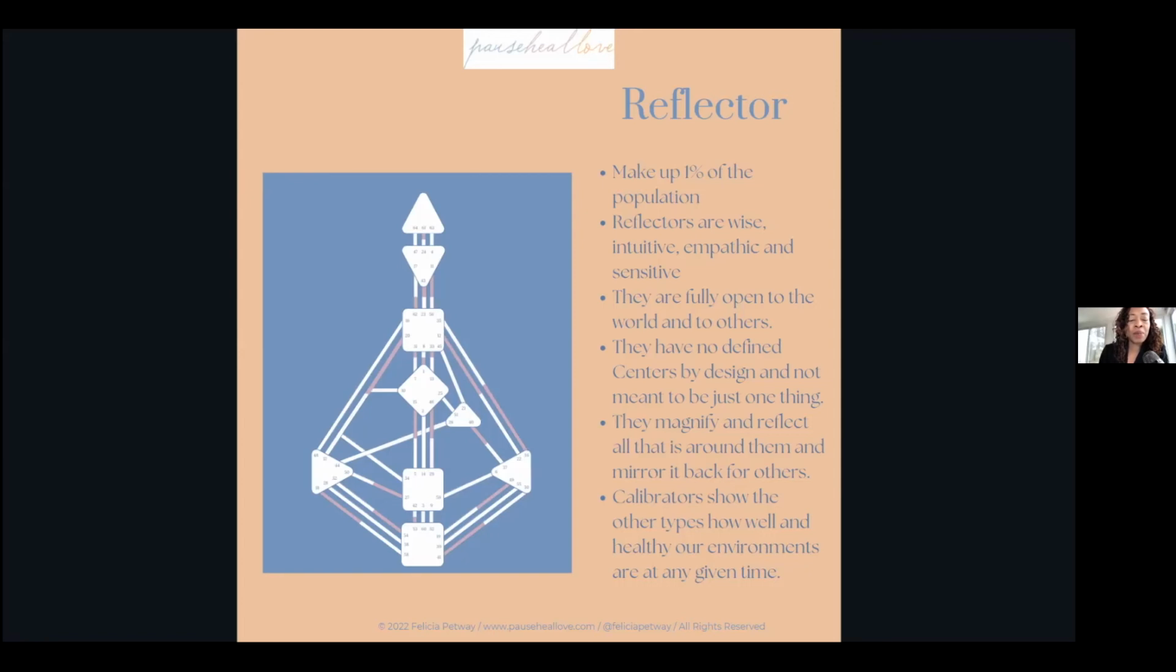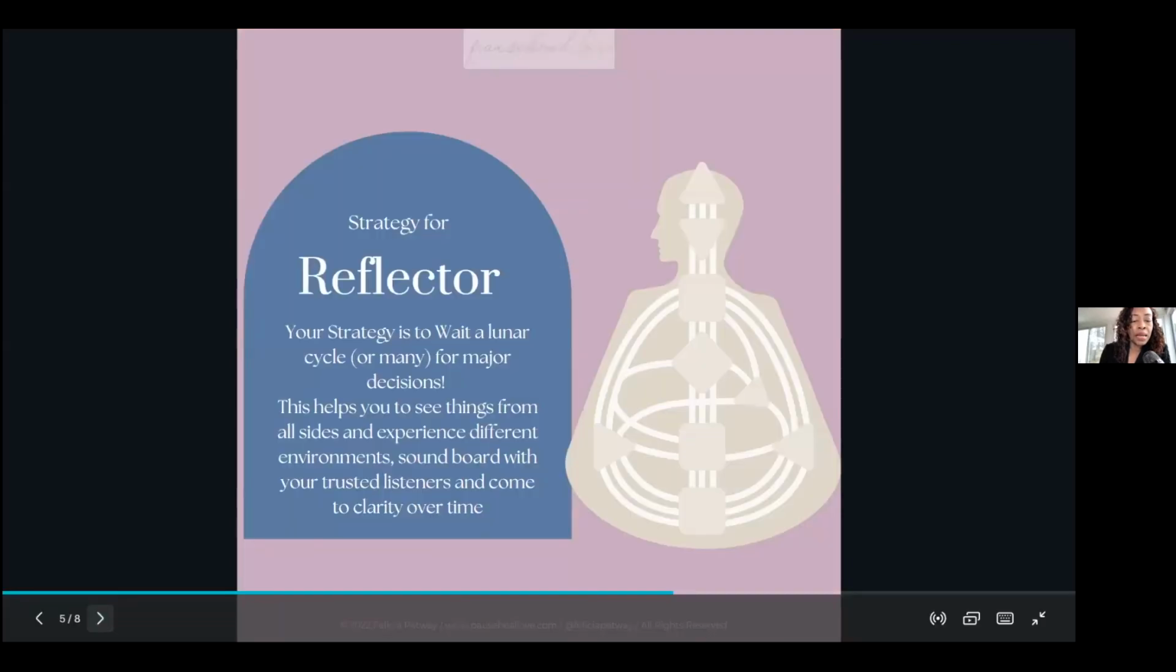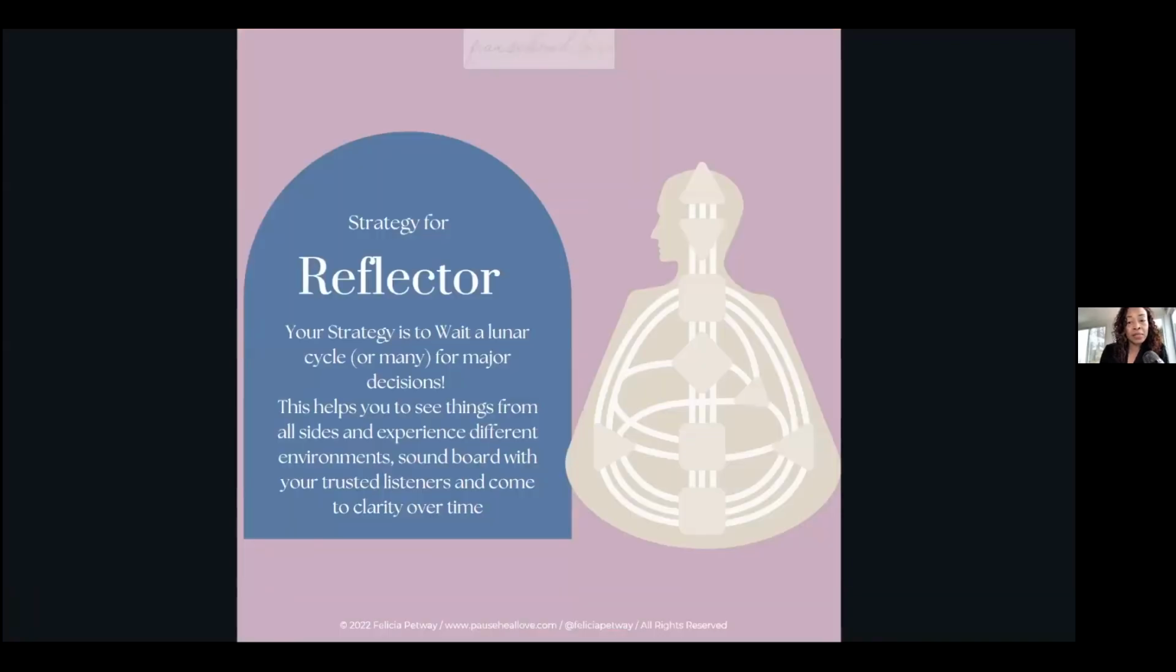Reflectors are said to be the oldest energy type, living in harmony with nature. As a reflector, you amplify a massive amount of energy, and because of this, it's essential to have a space or practice to clear out your energy daily. The reflector strategy for big decisions is to wait a lunar cycle, about 28 days or longer. This helps reflectors see things from all sides, just like how the moon sees the earth as it goes through its cycles.